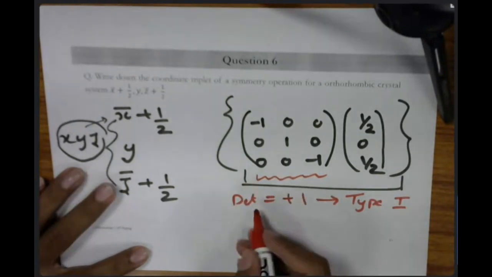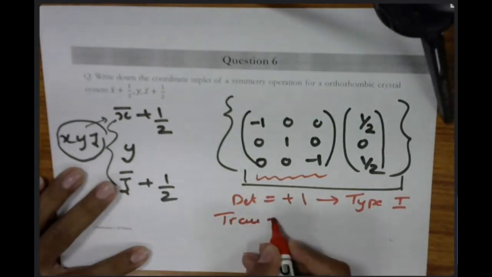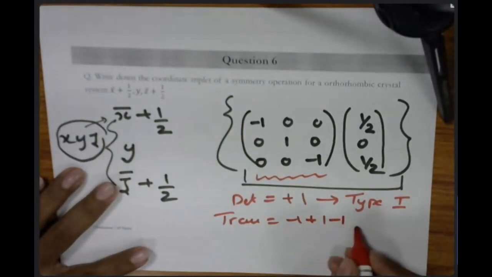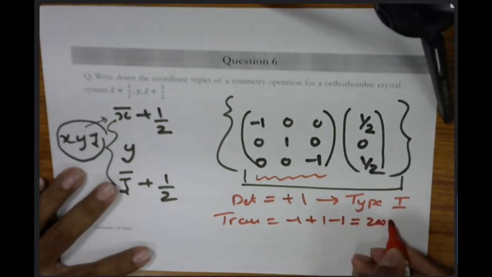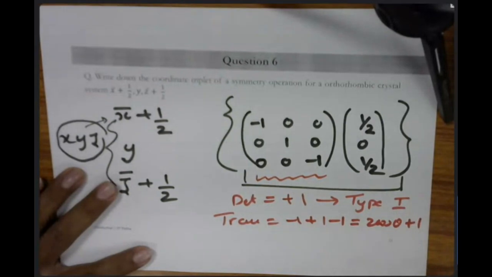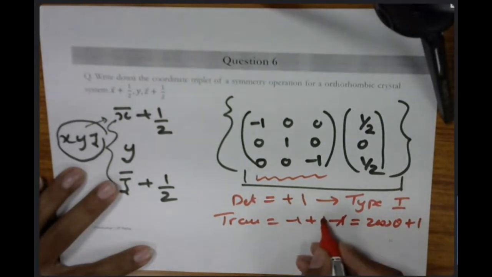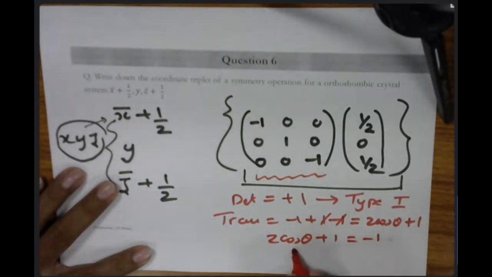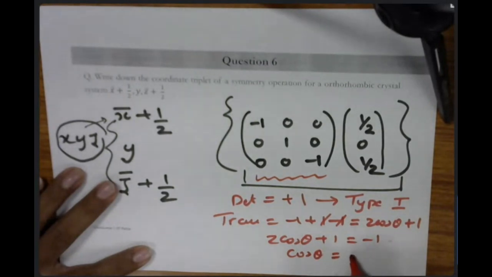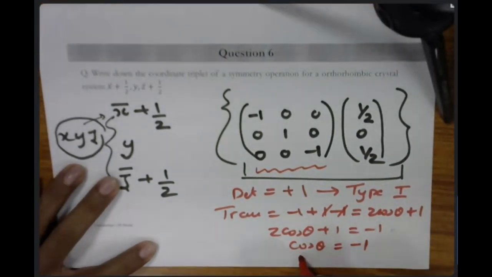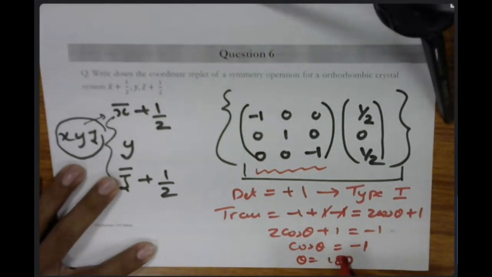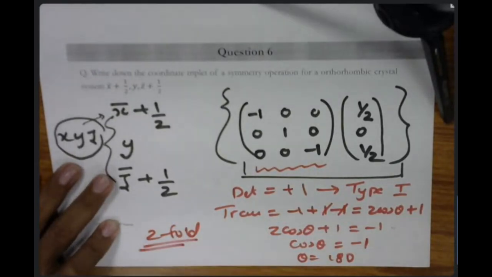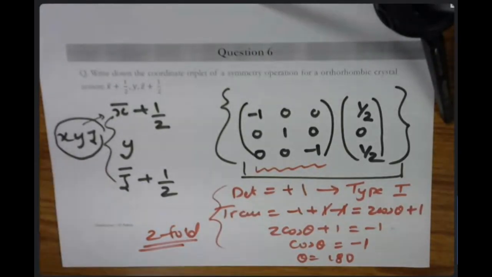Further, what about the trace? Let's talk about the trace. Trace is an addition of the diagonal elements, that is minus 1 plus 1 minus 1. It will be equal to 2 cos theta plus 1. We'll find what is the sense of rotation and what is the fold of rotation it is having. So this will be cancelled out with each other. We will get 2 cos theta plus 1 equal to minus 1, and with that we'll get cos theta equal to minus 1. So we can find that theta is 180 degrees. So there is a two-fold rotation. This is a type 1 operation also.